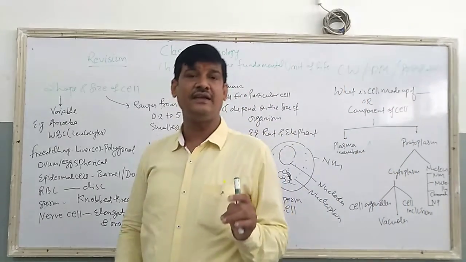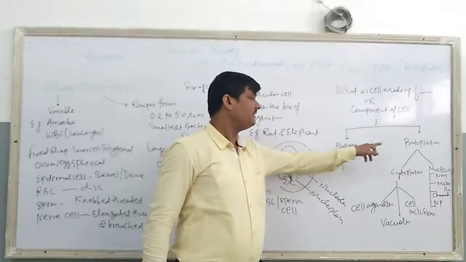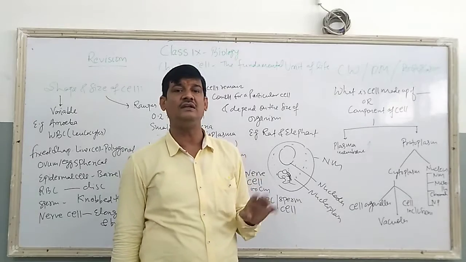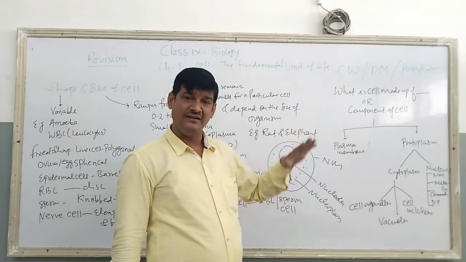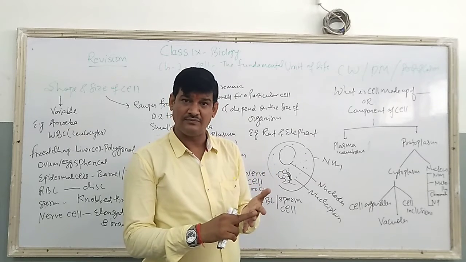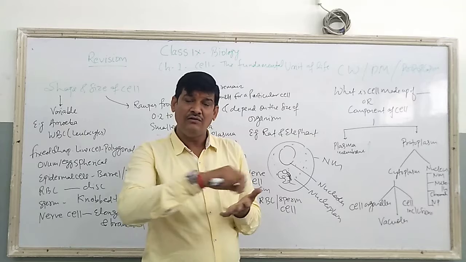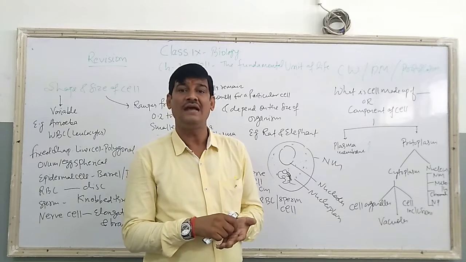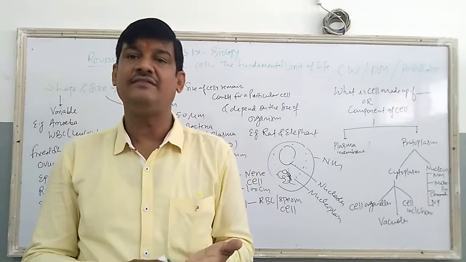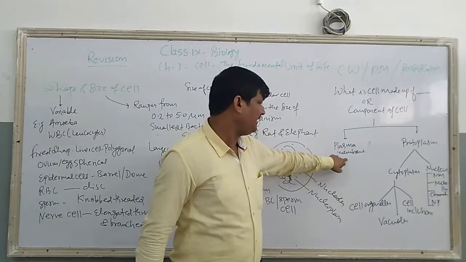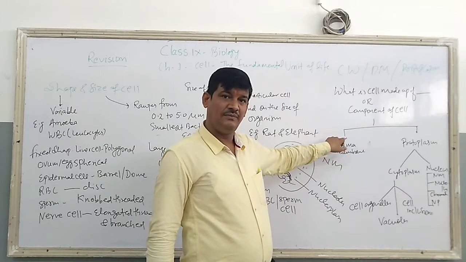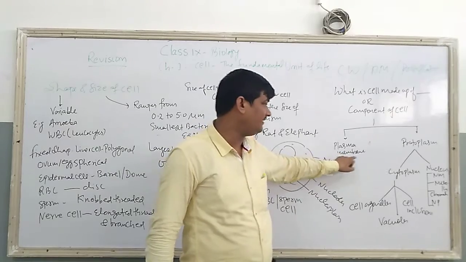Next, what are the different components of the cells? The components of the cells are the plasma membrane and protoplasm. We are not taking the cell wall here because the cell wall is present only in the plant cell. So in the plant cell, the structural components are cell wall, plasma membrane and protoplasm. A cell without a cell wall is known as a protoplast. The protoplast includes the plasma membrane, nucleus and cytoplasm. The plasma membrane is the outermost layer of the animal cell, but it is the second layer in the plant cell.